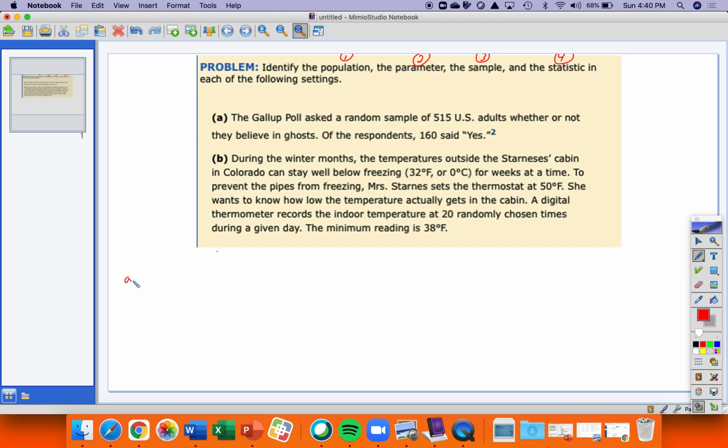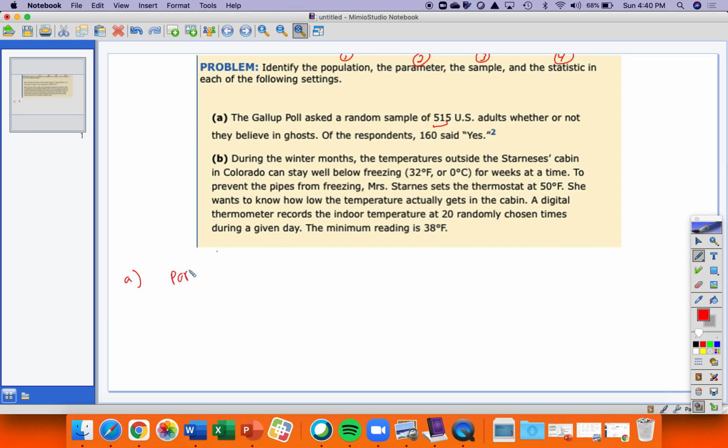Okay, so it says the Gallup poll asked a random sample of 515 U.S. adults whether or not they believed in ghosts. Of the respondents, 160 said yes. Okay, so a couple of numbers here. 515. So let's start with the population.